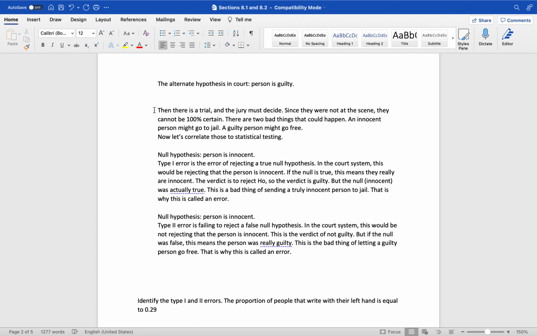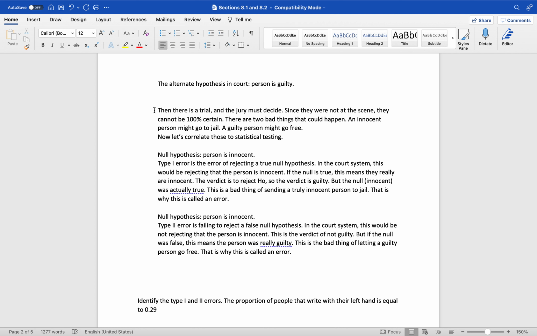Now let's correlate those to statistical testing. The null hypothesis is the person is innocent. Type 1 error is the error of rejecting a true null hypothesis. In the court system, this would be rejecting that the person is innocent. If the null was really true but they rejected it, that means they're really innocent, but the verdict is to reject that they're innocent, so the verdict is guilty. But the null was actually true. This is the bad thing of sending a truly innocent person to jail. That's why it is an error.